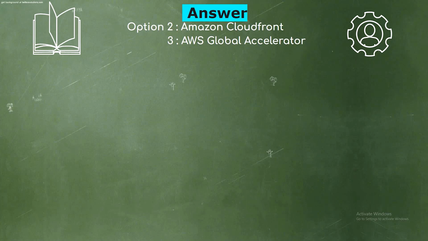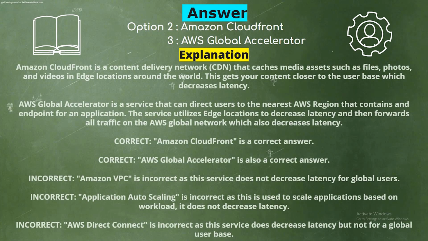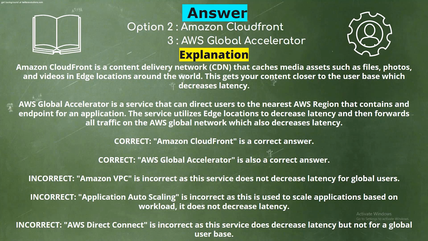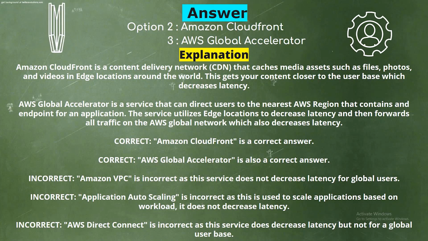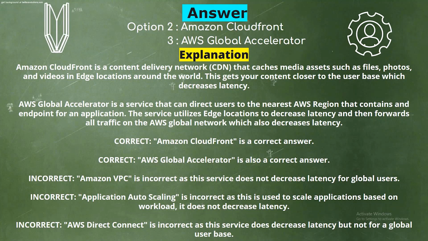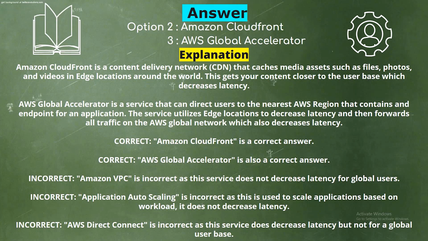And Option 3. AWS Global Accelerator. Explanation. Amazon CloudFront is a content delivery network, CDN, that caches media assets such as files, photos, and videos in edge locations around the world. This gets your content closer to the user base, which decreases latency. AWS Global Accelerator is a service that can direct users to the nearest AWS region that contains an endpoint for an application. The service utilizes edge locations to decrease latency and then forwards all traffic on the AWS global network, which also decreases latency. Correct. Amazon CloudFront is a correct answer. Correct. AWS Global Accelerator is also a correct answer.